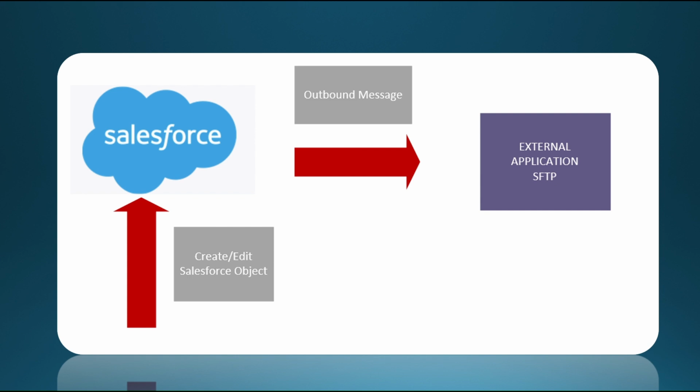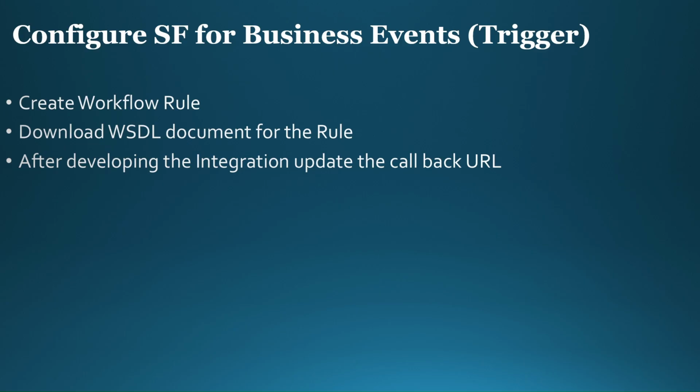Basically, Salesforce will publish the business events and OIC will subscribe to those events, and it will process them to the target system in OIC. Now we can see how to configure business events in Salesforce. We have to follow three steps. The first step is to create a workflow rule. Once your rule is created, you can download the WSDL document and use it while developing the integration. After developing the integration, you have to take the endpoint URL and update that callback URL in Salesforce.